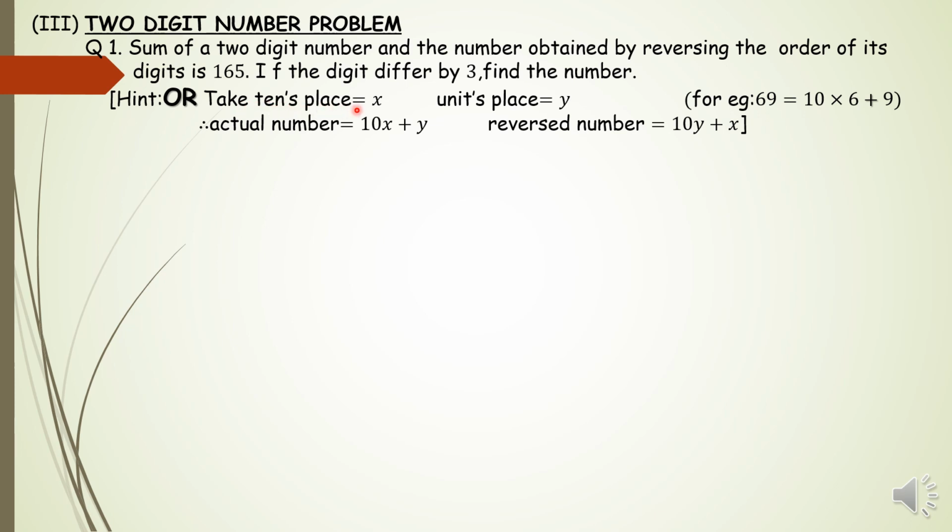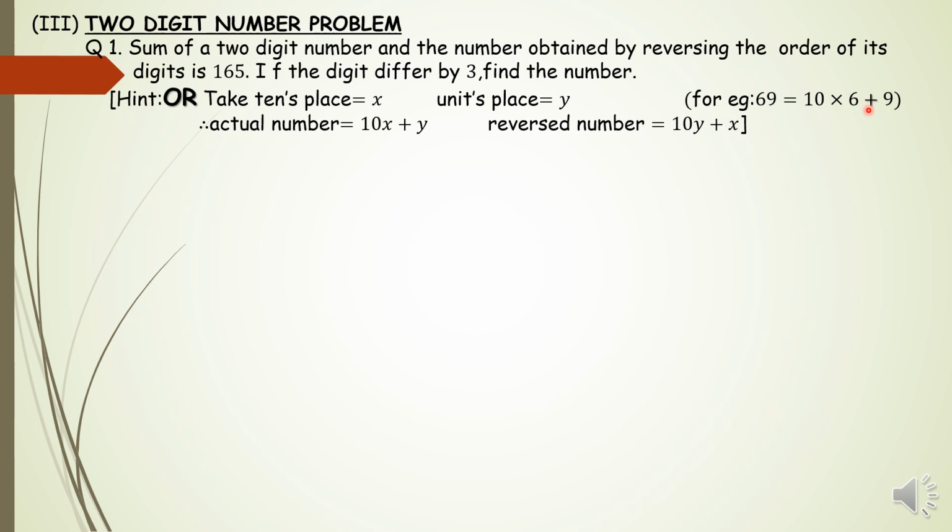We are discussing about digits. So, we are taking the tens place as x. You can take tens place as y or units place as x. It's your choice. Here I am taking tens place as x and units place as y. Then, how we can write the number? You have studied in lower classes. If I am taking a number 69, how we can express this 69? Can write in the form 10 into 6 plus 9.